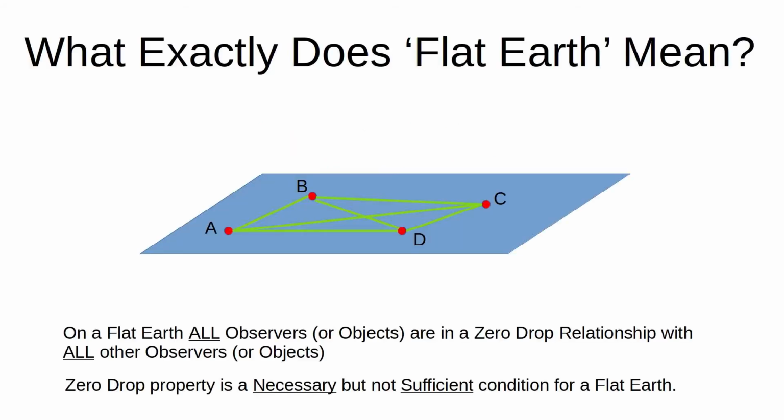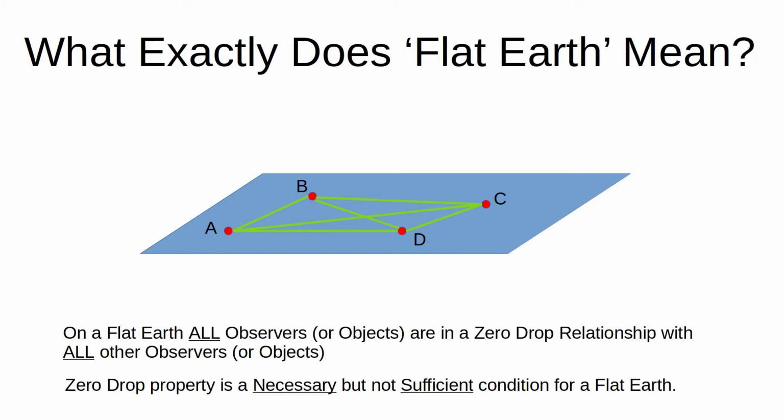I noted that it seemed likely that this zero-drop relationship was a necessary condition for a flat surface, but it was not sufficient. This means that even if we established the diagram as true, it would only be indicative that the Earth might be flat. However, such a property can be used to definitively establish that the Earth is not flat, and that is what I'm going to explore in this video.